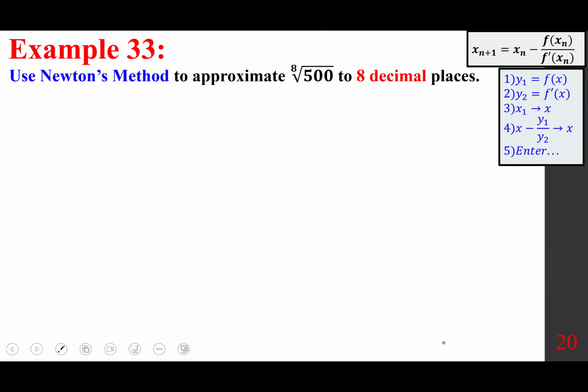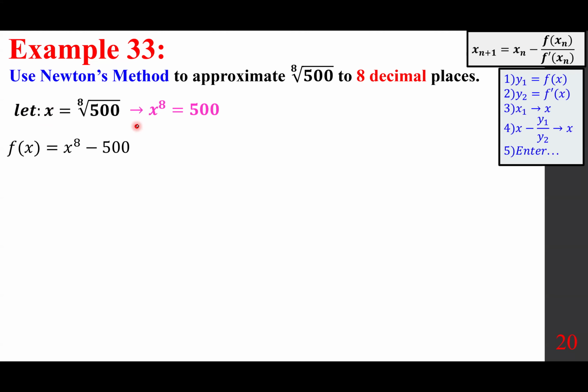Use Newton's method to approximate the 8th root of 500 to 8 decimal places. First and foremost, let that be x. Some students got some answers that were strange without really showing how they arrived at it. So you let x represent this. If I raise this to the power of 8, this becomes 500. If I bring them to the same side, x to the power of 8 minus 500 is 0, and I'm going to call it f of x. So that's how you find f of x.